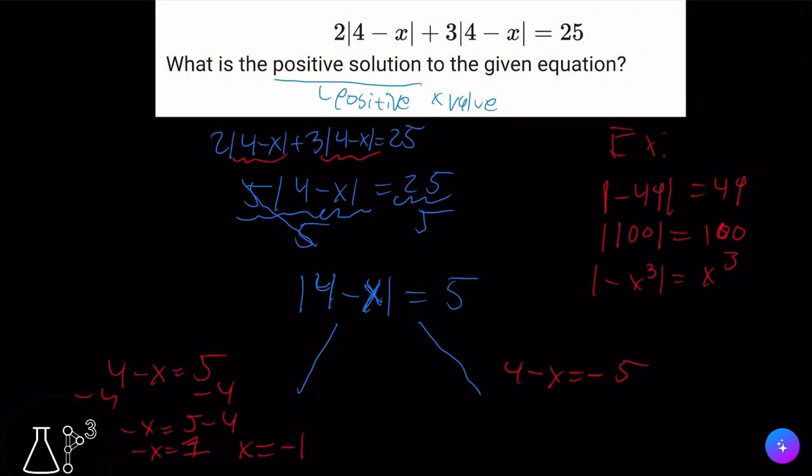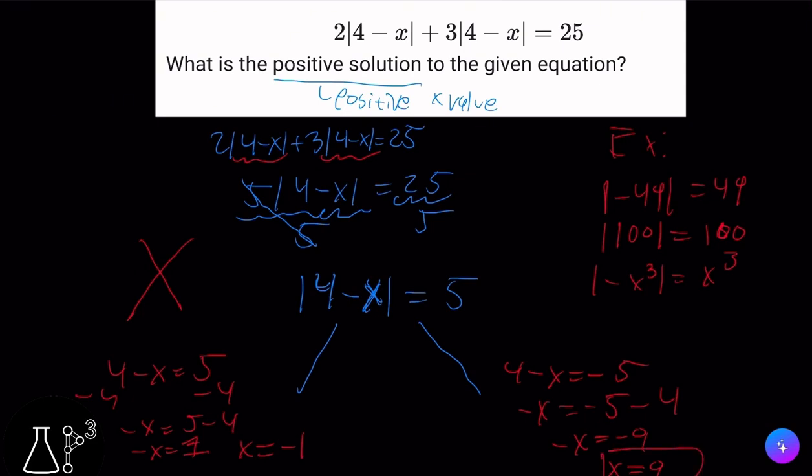They're asking for a positive solution of the x value. Is x positive? No, it's negative. So this is not the side we're looking for. Therefore, the right side, or the second value of x, should be the answer. Let's solve for it. So we have 4 minus x equals negative 5. If I subtract 4 on both sides, I get negative 5 minus 4. Combining like terms, I get negative x equals negative 9. Multiply both sides by negative, I get x equals 9. And they're asking for a positive solution. Therefore, x equals 9 is the answer.